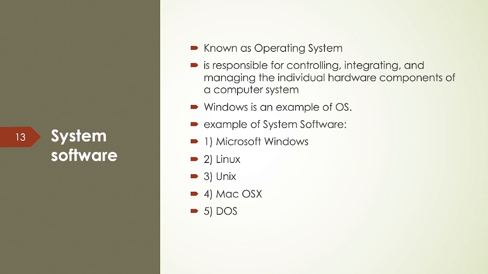Now, they're having a match. Their match is Mac OS. Mac OS is almost matching Windows at a very high speed. But Windows is that system software that anybody at any time knows about. So we have Microsoft Windows, we have Linux, we have Unix, we have Mac OS, and we have DOS. DOS means Disk Operating System. So these are the types of operating systems, types of system softwares.